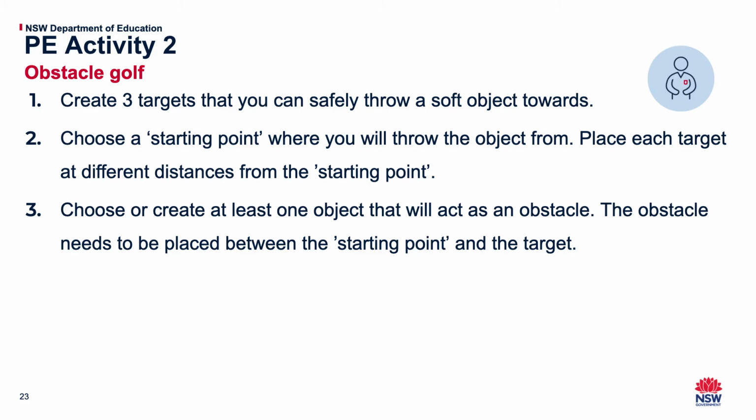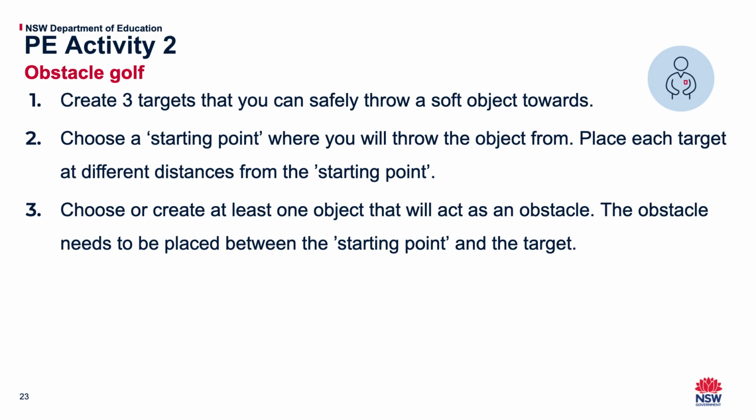So let's just say I had a hula hoop. I might put my hula hoop on the other side of my couch, and then I might stand behind my couch trying to throw my pair of socks into the hula hoop. The couch is my obstacle because it's not a straight line for me to get there. I'd have to throw over the couch, okay?